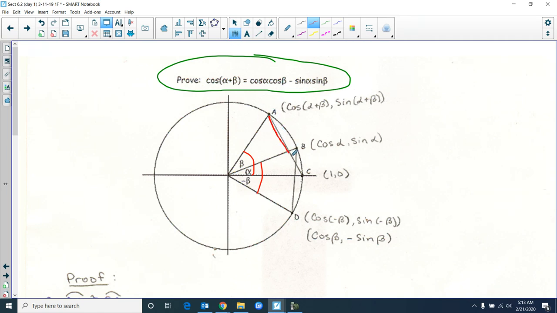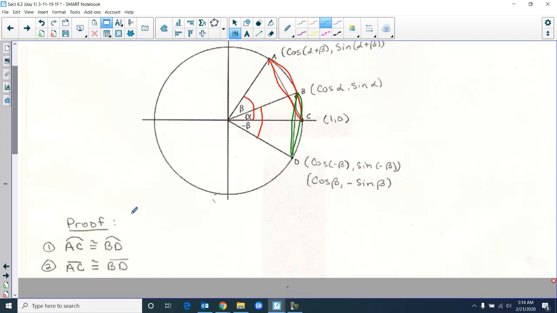If two central angles are the same, that means that their arcs, which would be arc AC and arc BD, have to be the same. And if you have arcs that are the same, that means you have segments that are the same. Now those segments, AC and BD, are what we call chords. So that's the first part of the proof. Those two arcs have to be the same, and from geometry, that means those two chords have to be the same.